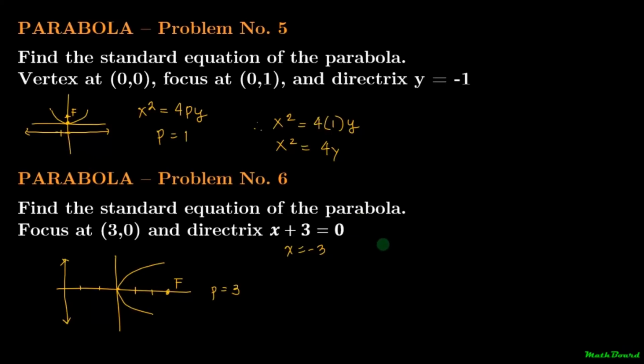So, the equation would be y squared equals 4px. And thus, we have y squared equals 4 times p, 3x. We have y squared equals 4 times 3, 12x.